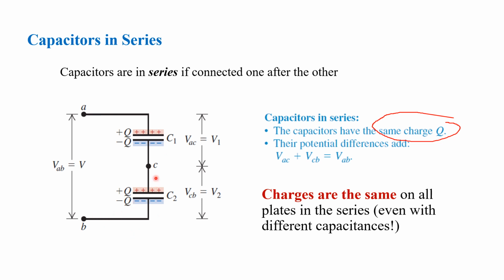Let's emphasize here that these capacitors in series have the same charges. That is, the charges are the same on all the plates in the series, even if you have different capacitances. So if your capacitors are in series, they have the same charge Q. What is different is their potential difference. They have the same charges, but different potential differences, even though they have different capacitances, they will still have the same charge Q. And what's different with them is their potential difference.